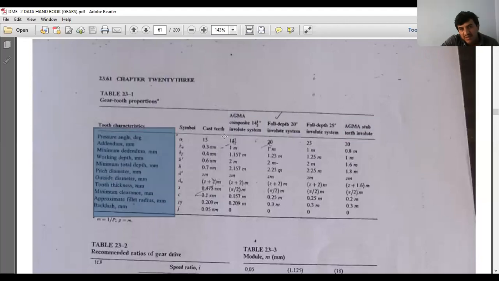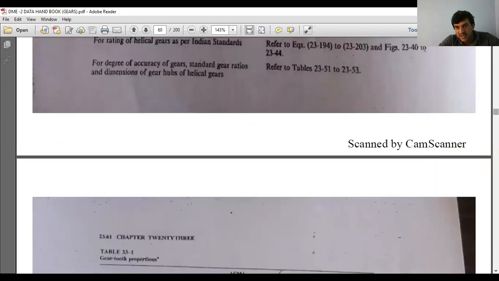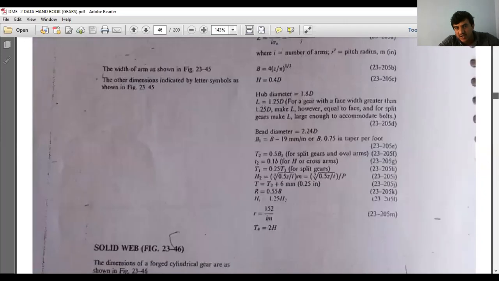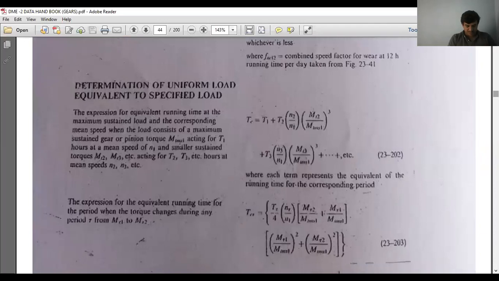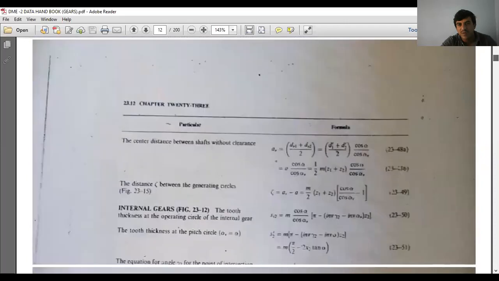So for example, for 14.5 degrees, based on it you get the data in terms of module only. These data you should take, and also take the center distance. Center distance, what is the equation number? 23.19. As you know, the center distance formula is (d1 plus d2) by 2, right?